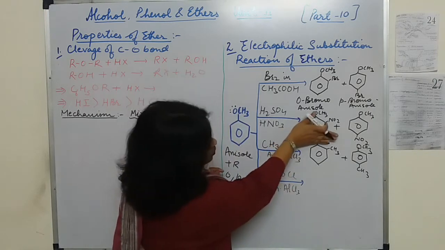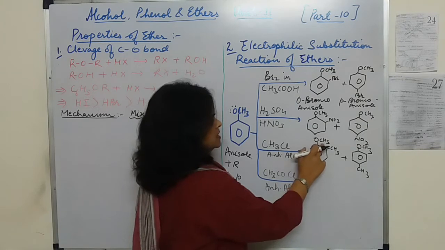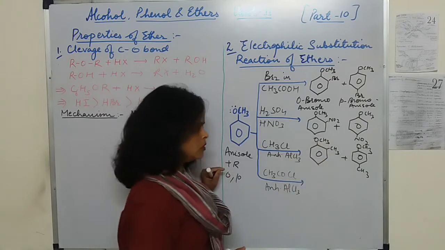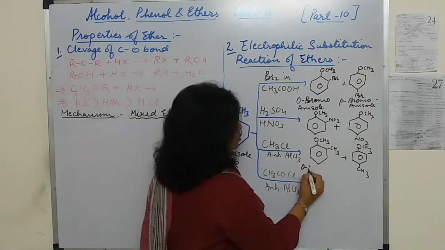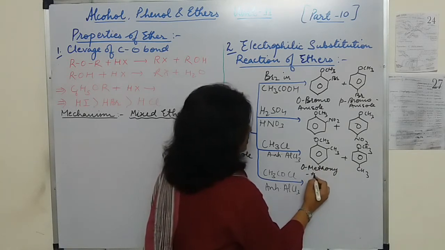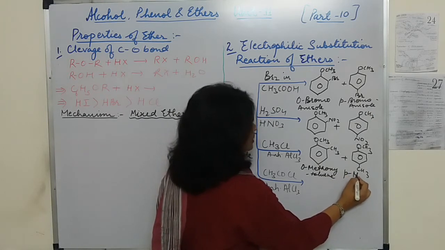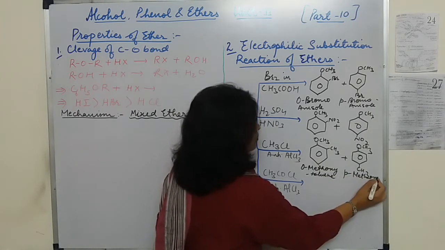See students, if there is no OCH3 group, then what is the name of this compound? Toluene. And if it is there OCH3, then its name is methoxy. So we will write down its name: ortho methoxy toluene. And this is para methoxy toluene.